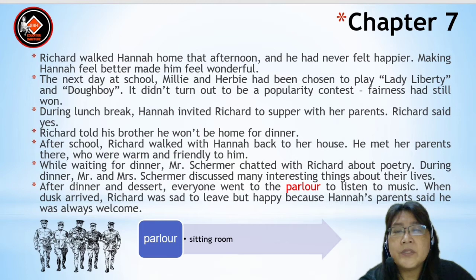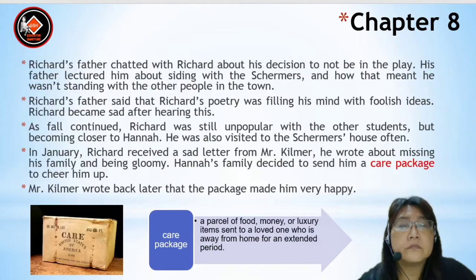When dusk arrived, Richard was sad to leave but happy because Hannah's parents said he was always welcome. So, parlour. Parlour is a sitting room.